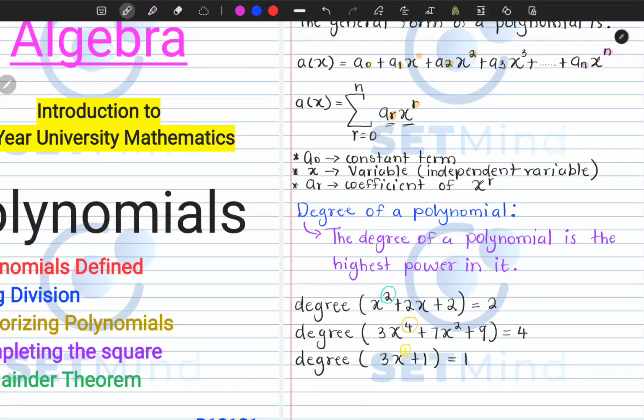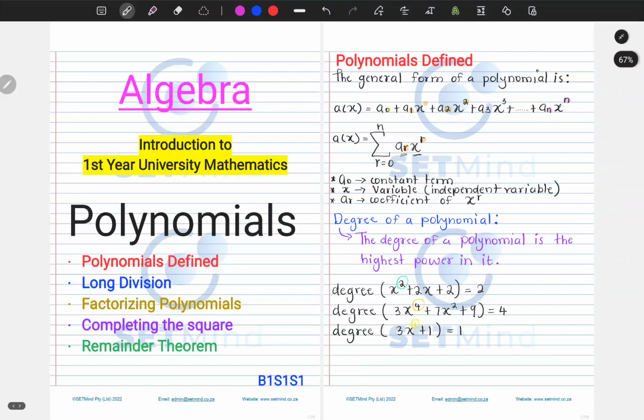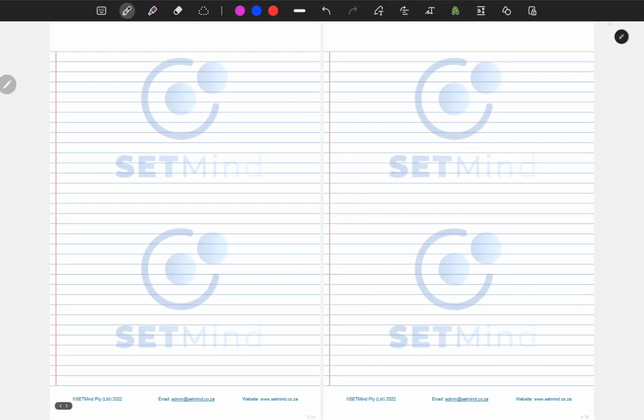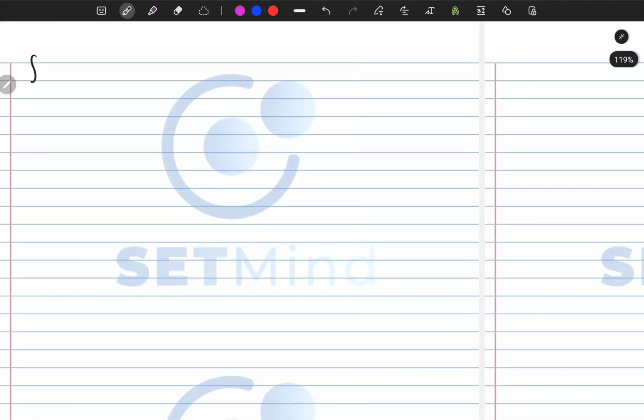So let's go to the next page and think of what happens when we have two polynomials which we are adding. How do we find the degree? So let's consider two polynomials. Let's consider a of x and b of x to be polynomials.